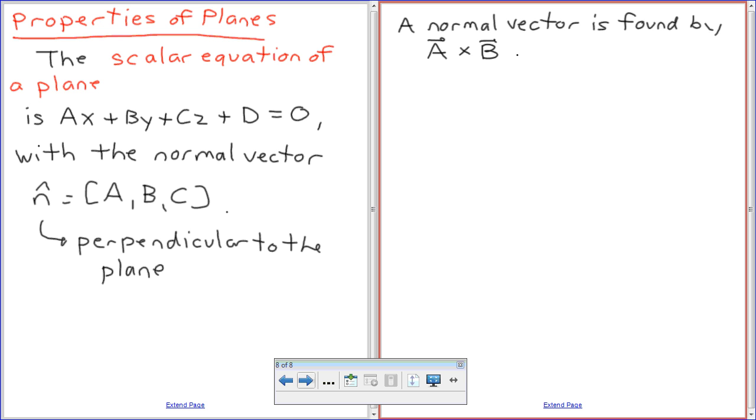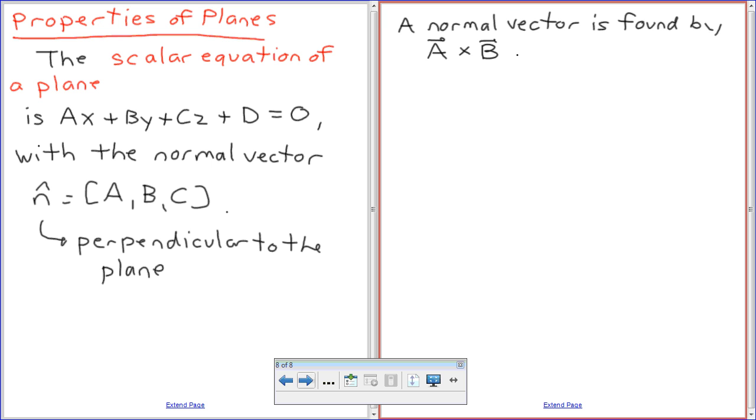Now, can anyone think of what two vectors we will probably be crossing in this case to find a normal? Think of an equation we're playing with, which is this one. What two vectors? Two direction vectors. Thank you. We're given two direction vectors for our plane. If you cross them, that's going to give you the normal. And once you have the normal, you can put it into the scalar equation of the plane.